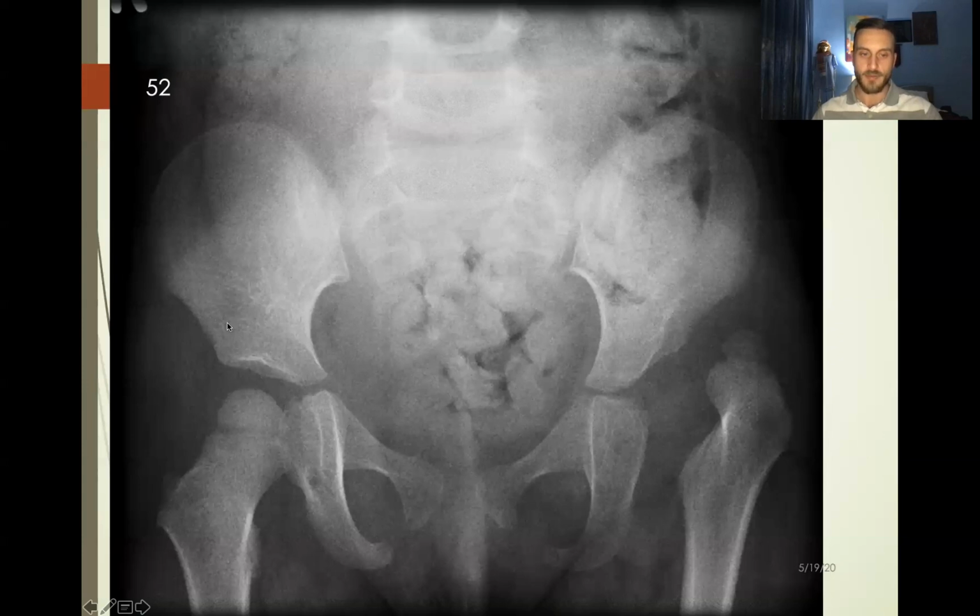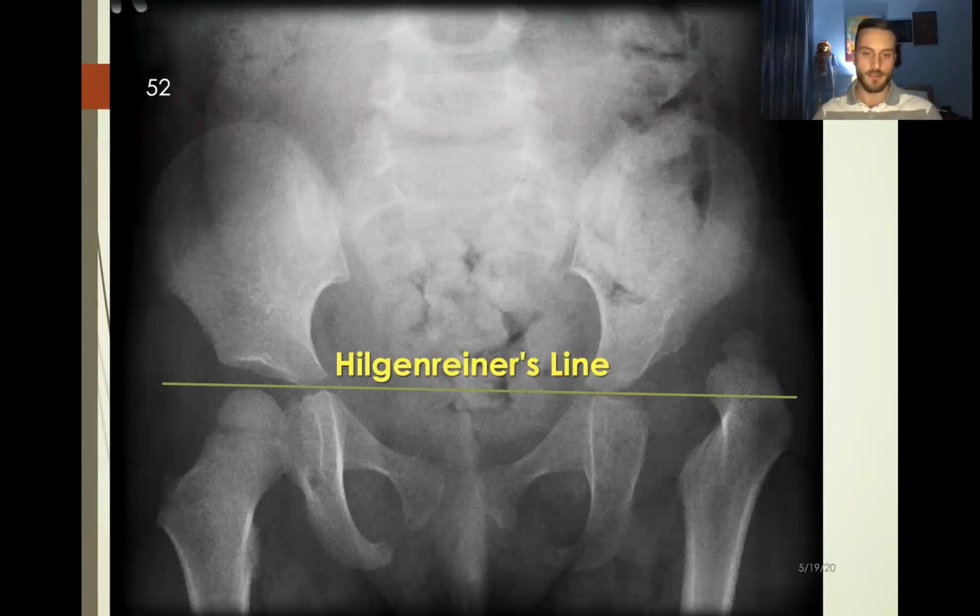Because we are caring about the acetabular roof, which is the weight-bearing area of the acetabulum. So for the upper border, we draw a line which is horizontal, which is called Hilgenreiner's line. This is the H line. Now we have another line which is called the P line. What's the P line? It's the line perpendicular to the H line. It is at the most lateral part of the acetabular roof, going perpendicular to the H line.